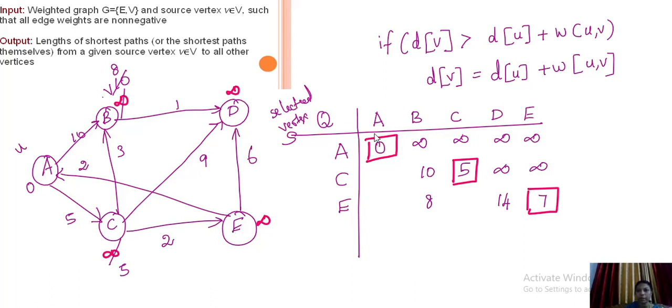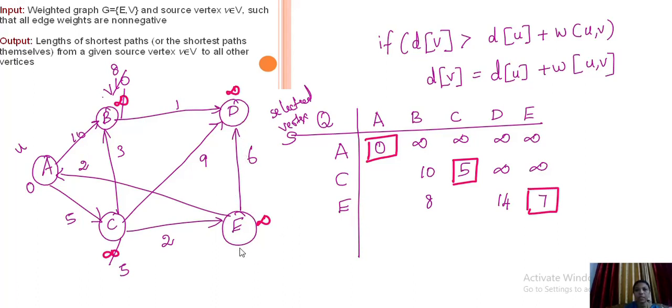But A we have already calculated the distance and we have already chosen it as 0. So now we don't want to update it because it's a selected vertex, right? So we don't want to update the value of this one. Now we have to update the value of D.